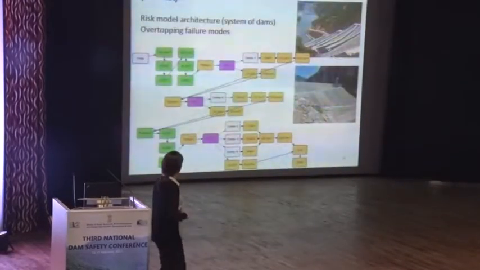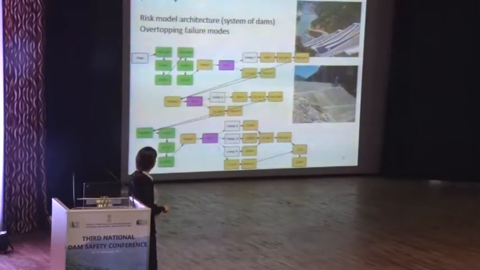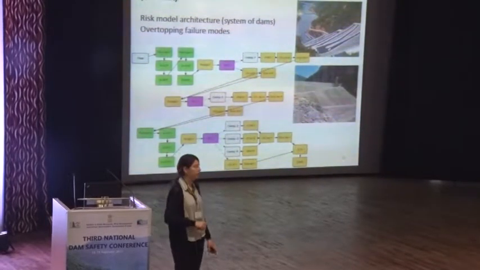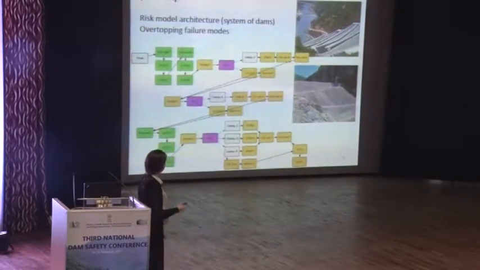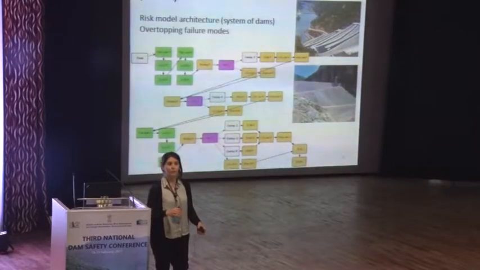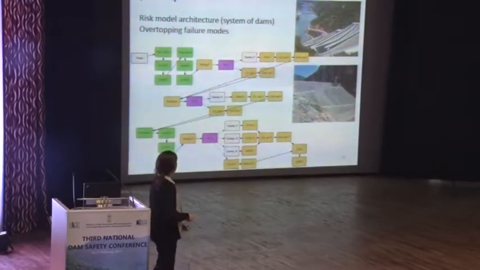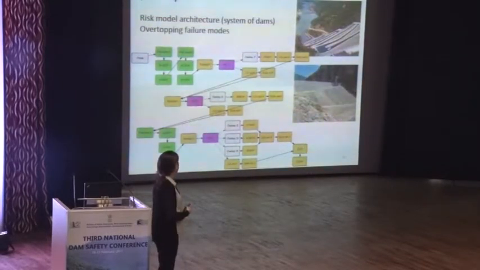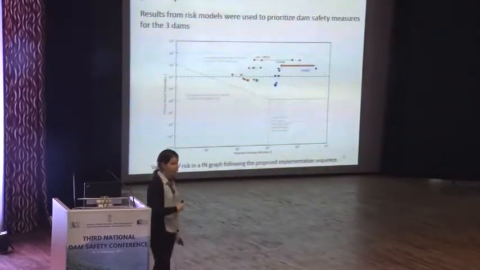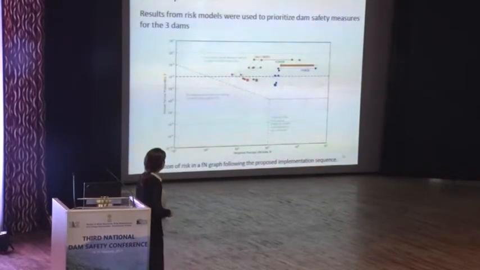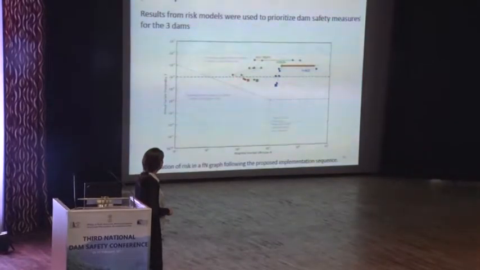capacity building. And this is the risk model architecture for this system of dams. All of them were earthen dams with different typologies. But then I want to show you that these risk models can be very simplified or more complex, and it depends on the nature of the dam system, of the dam reservoir system. So then we consider overtopping failure modes for all of them. And then we also got results from risk models.